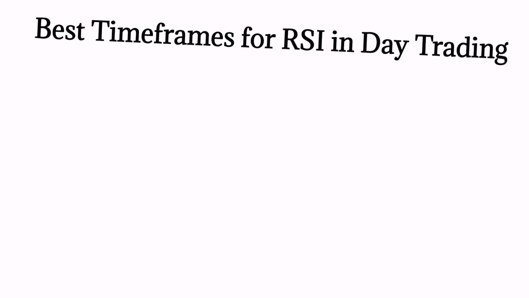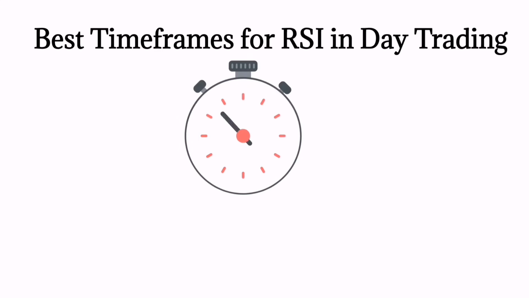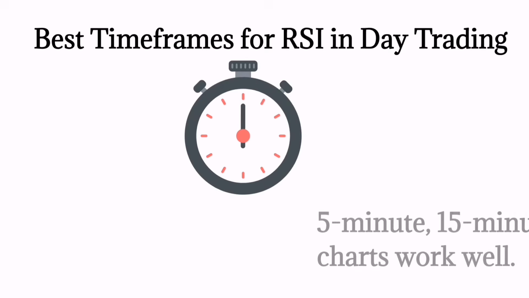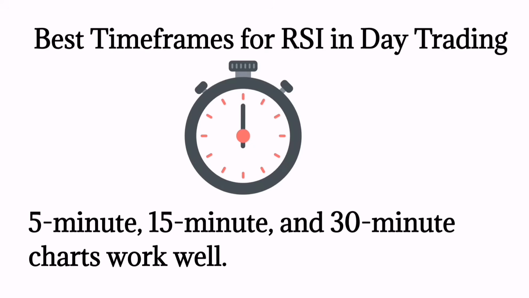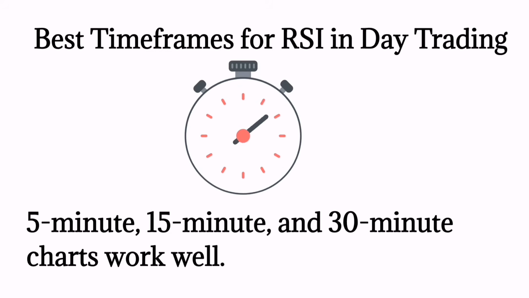Best time frames for RSI in day trading. If you're day trading with RSI, stick to lower time frames. 5-minute, 15-minute, and 30-minute charts work well. Use a higher time frame like 1 hour or 4 hour to confirm the general trend. Remember, RSI works better with the trend, not against it.